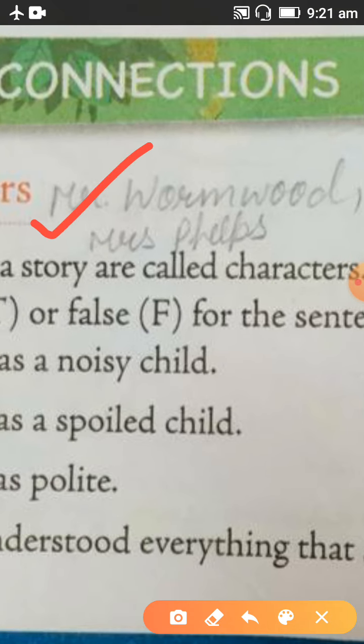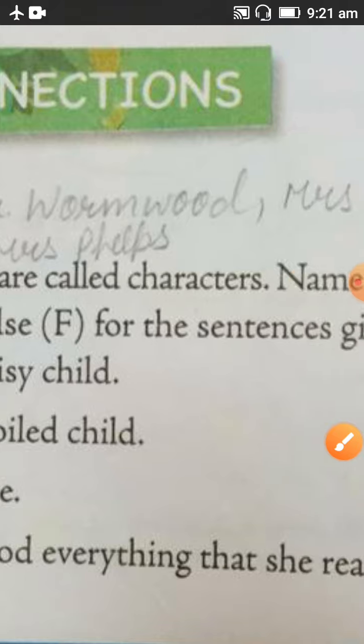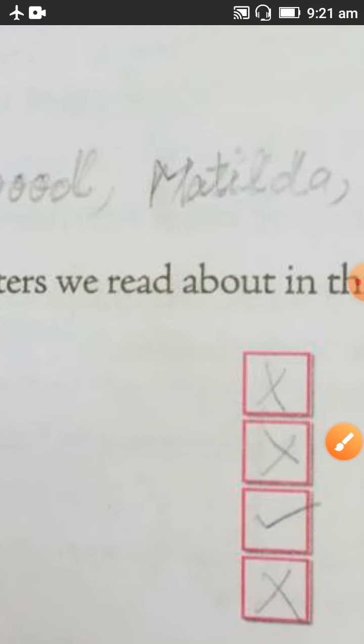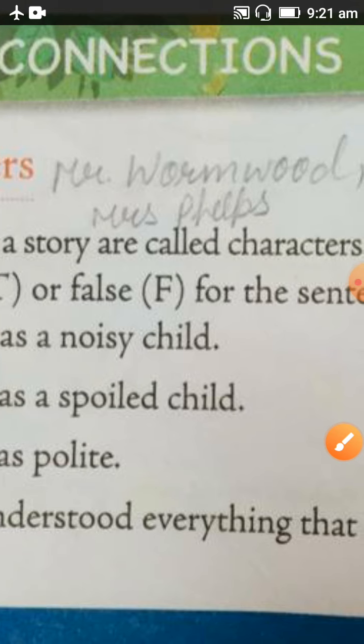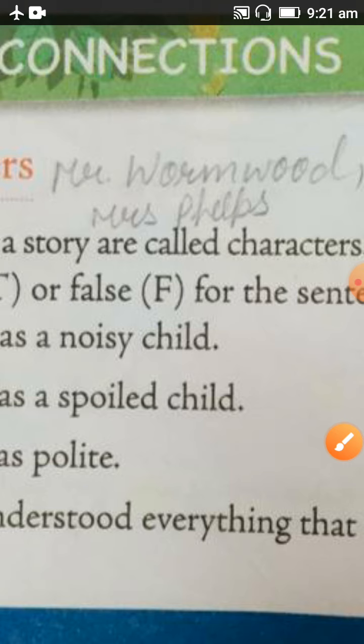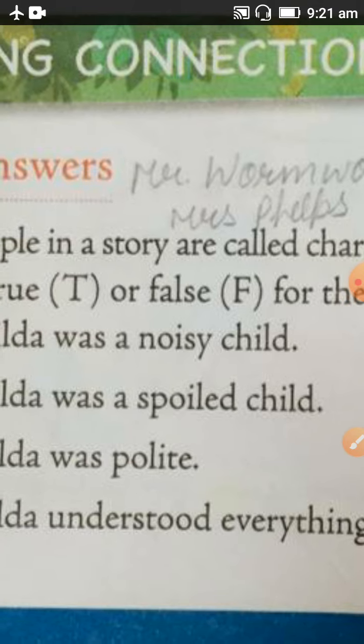This answer you have to write in your fair notebook. Mr. Wormwood. Next we have Mrs. Wormwood, means parents of Matilda. Then next character we have Matilda herself. And the fourth character we have Mrs. Phelps. So these 4 characters you have to write in your notebook. Now come to the book part.